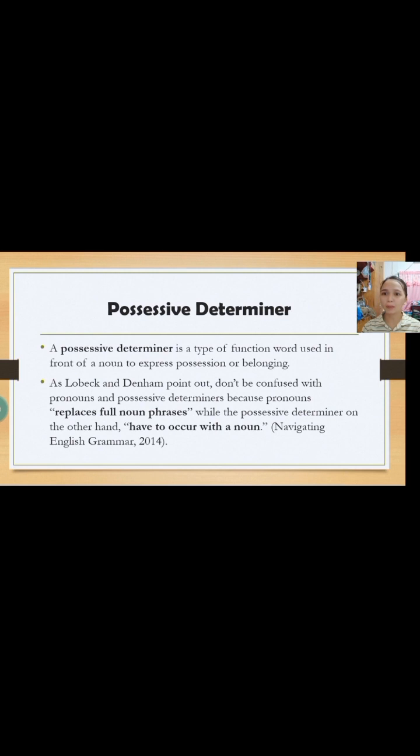As Lubeck and Denham point out, don't be confused with pronouns and possessive determiners, because pronouns replace full noun phrases, while the possessive determiner, on the other hand, has to occur with the noun. And this sentence came from Navigating English Grammar, 2014.